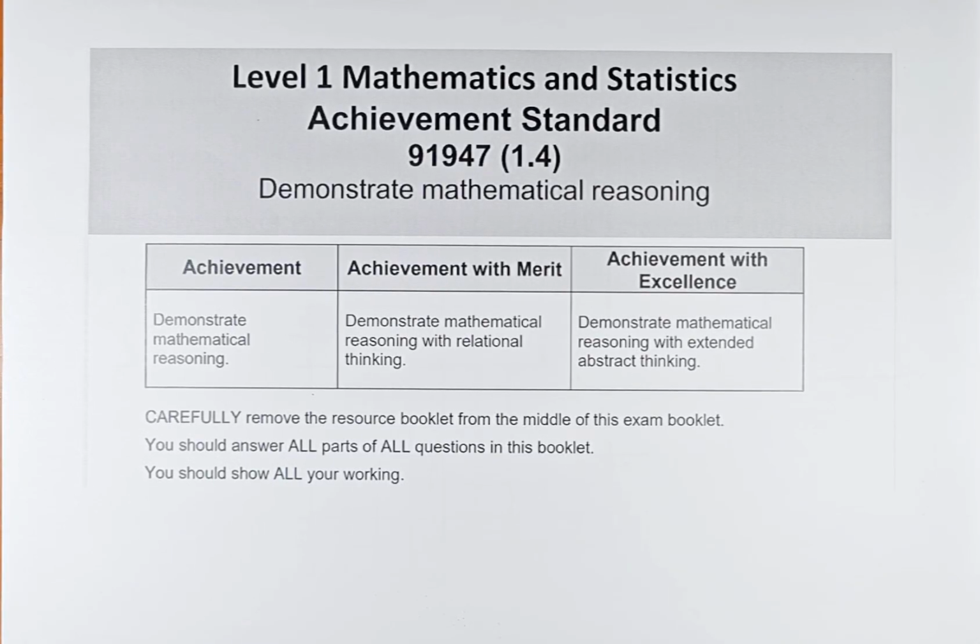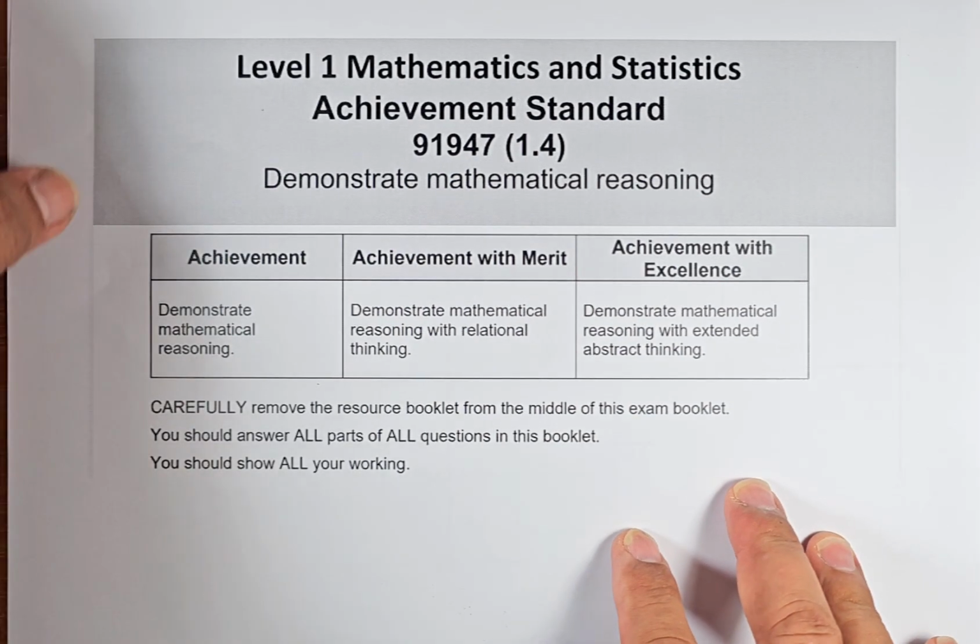Good day! In this video, we are going to try and do question 2A of the new standard called Demonstrate Mathematical Reasoning, paper title 91947 or 1.4. This is an exemplar. This is not the real external. The real external will appear on the 9th or 8th of November. So without further ado, let's do question 2A.